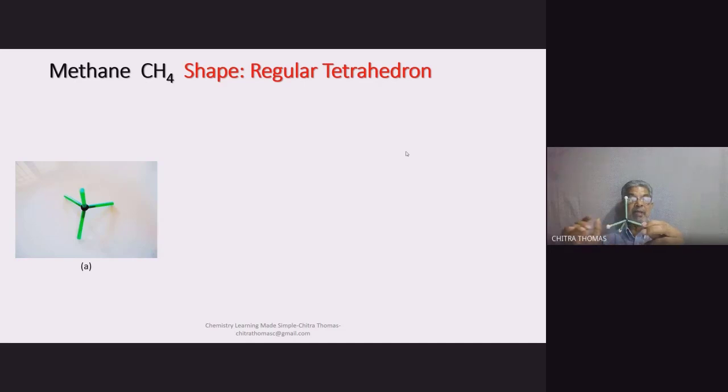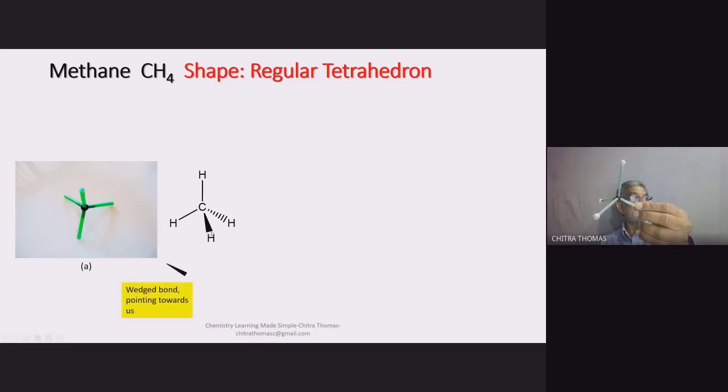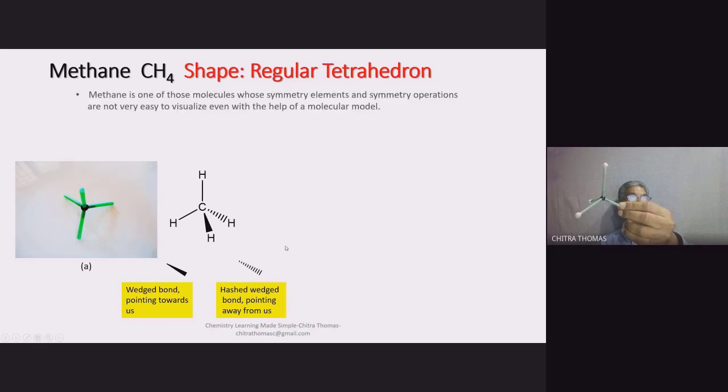Now, let me slightly hold it like this and diagrammatically represent this. Say this bond is this bond. This bond is pointed towards me. This is pointing away from me. These two are in the plane. So you represent it like this. This is a wedge bond which is pointed towards us. This is a hashed wedge bond, pointing away from us.